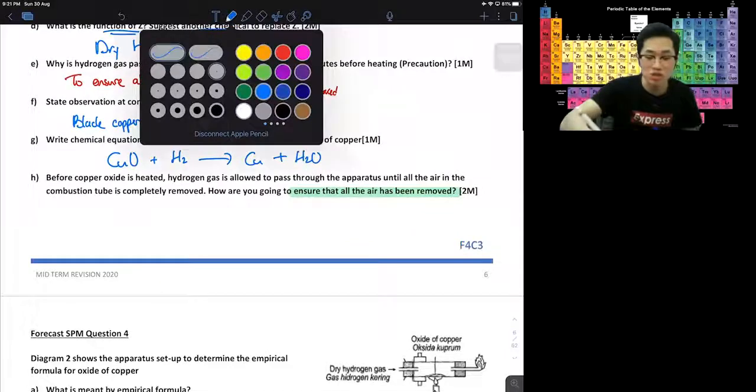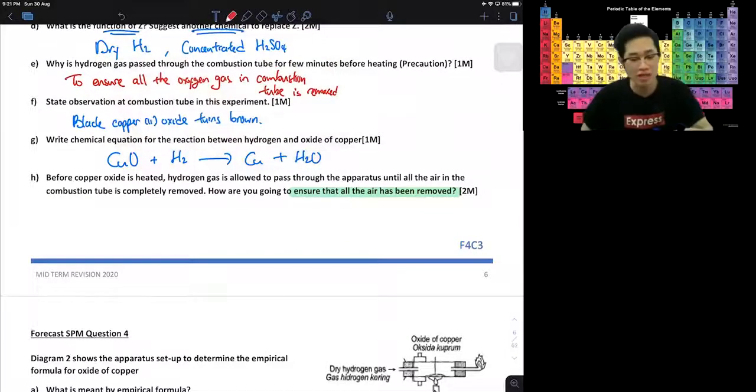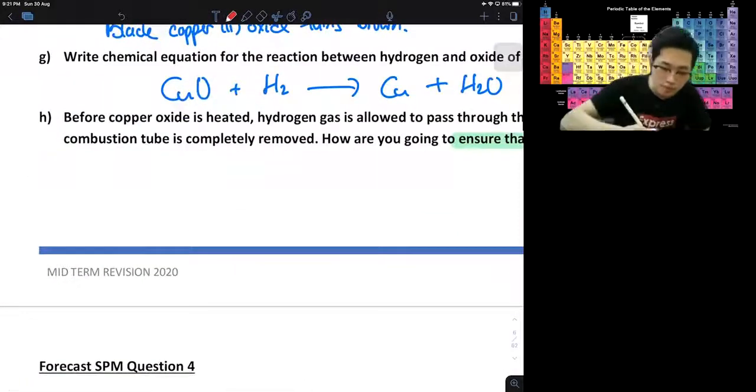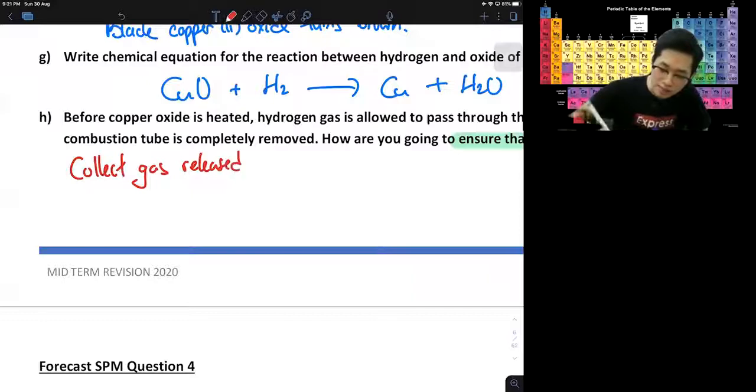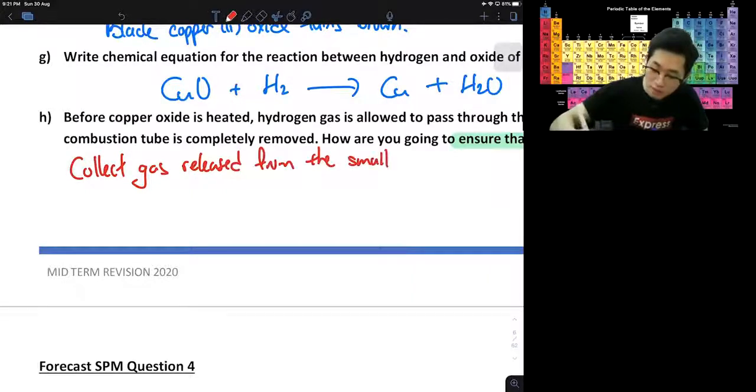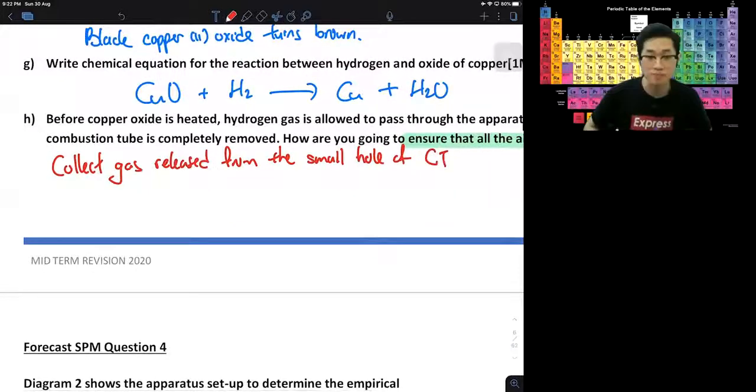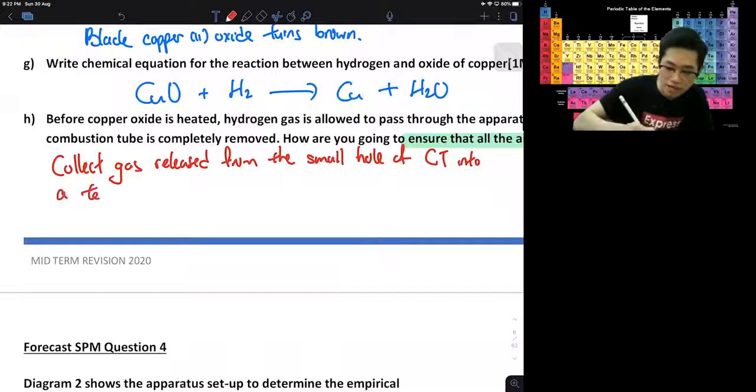So this is what you have to do. This is what most people cannot answer. So first, you're going to collect the gas released from the small hole of the combustion tube into a test tube.